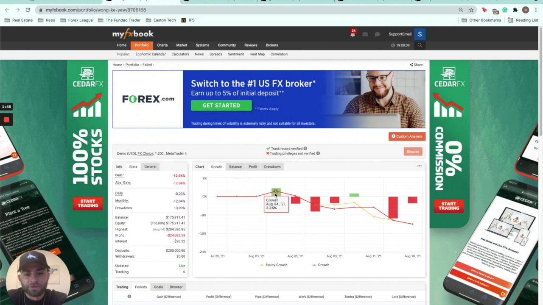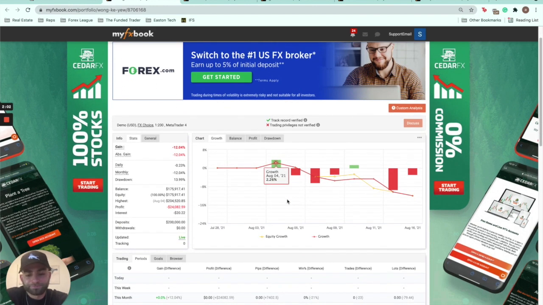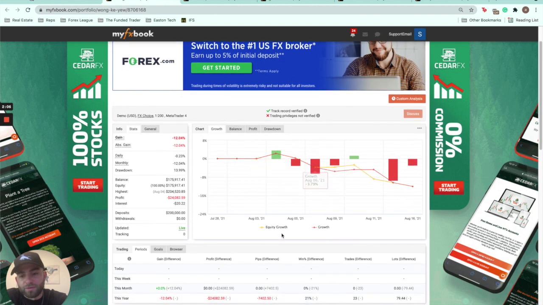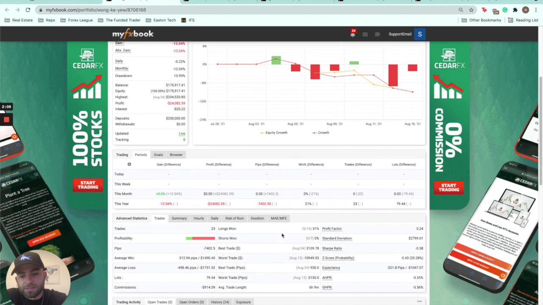And for the first trade or two, this account actually did go up 2.26%. But then from there, ultimately, it went down ever since. So this account went down all the way to 12 when it went from its peak. So let's go ahead and take a look at some of the history here. As you can see, it did fail overall, but let's scroll down and see how many trades were taken. So we had 23 trades taken.